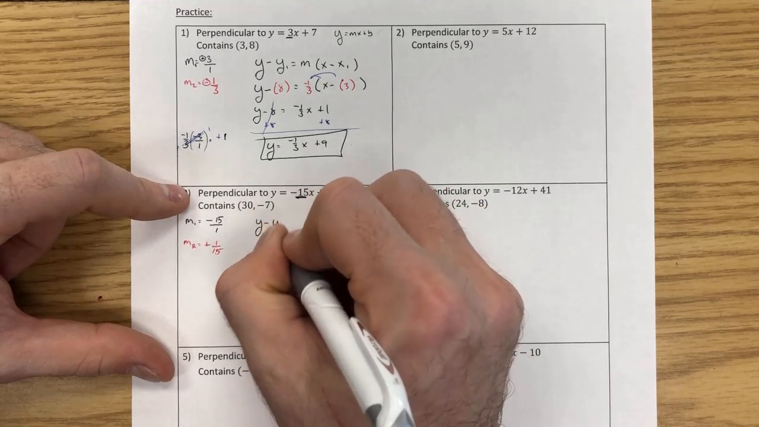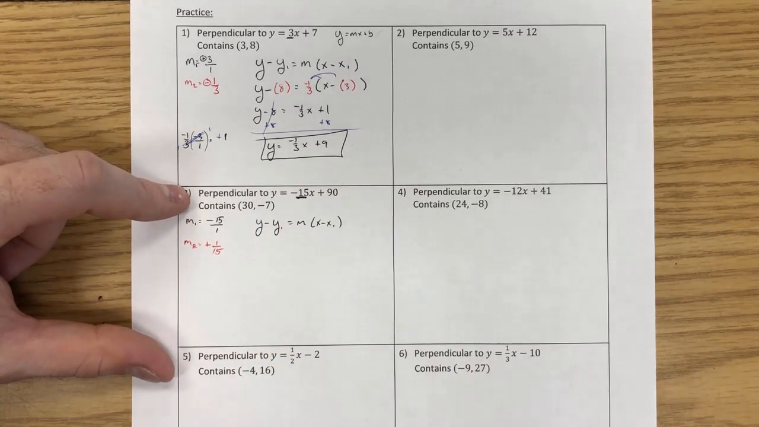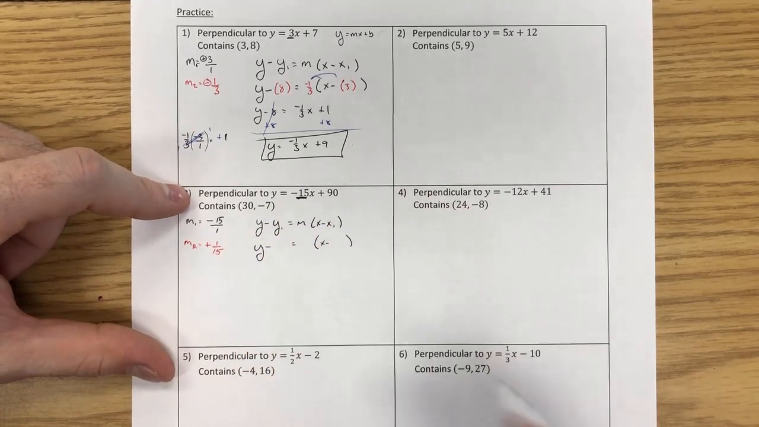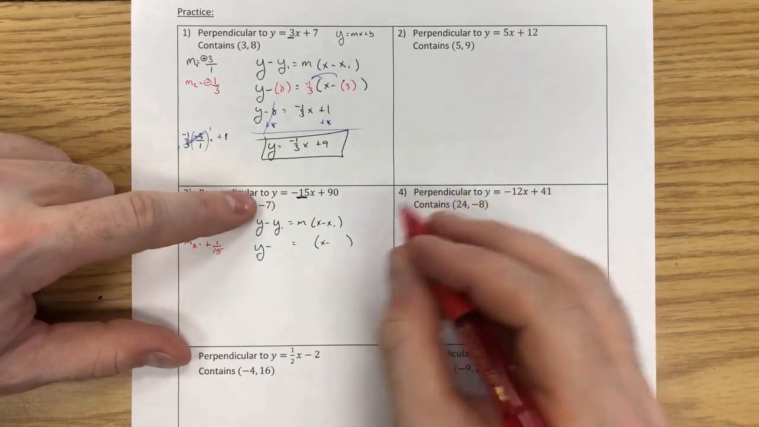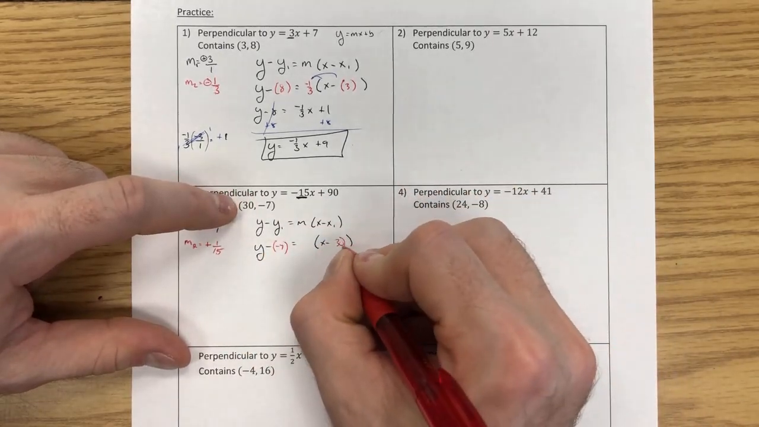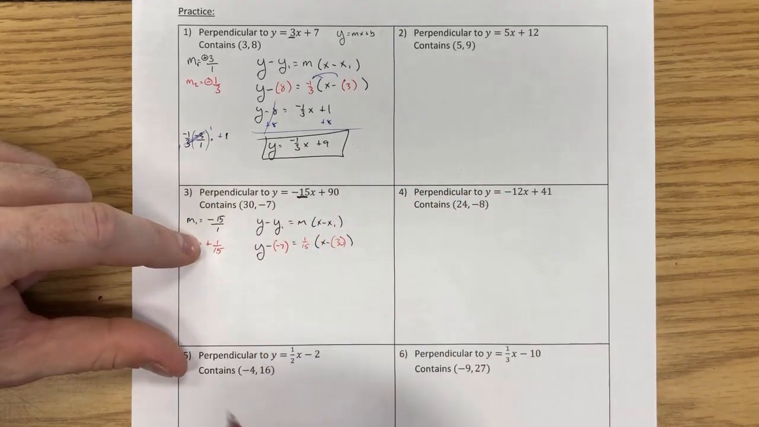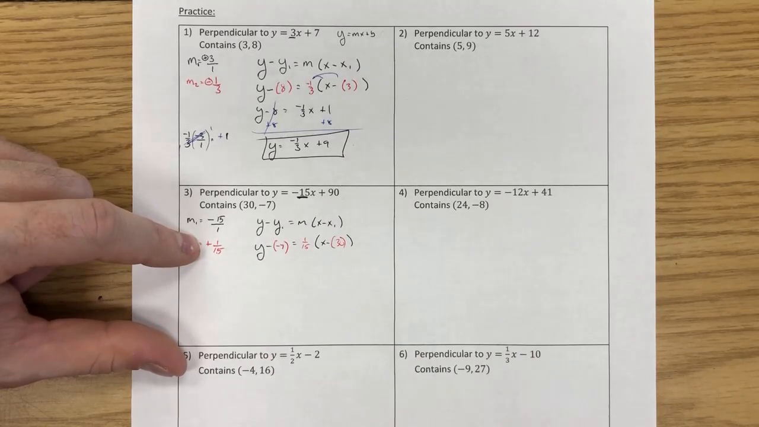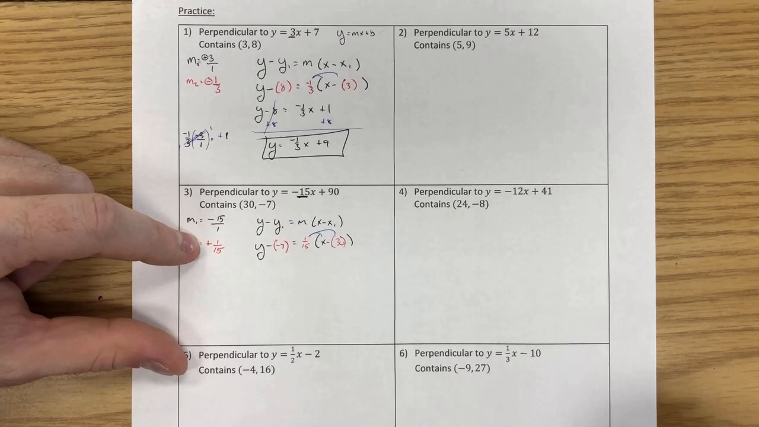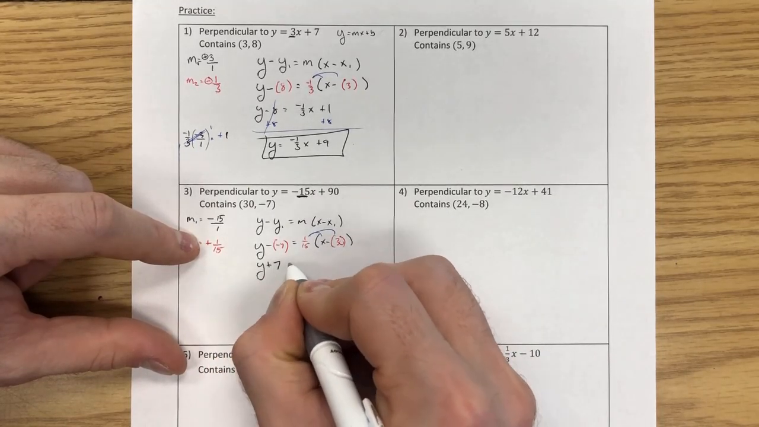I'm going to plug it into my y minus y1 equals m times x minus x1 formula. In this case, my y1 is a -7. My x1 is a 30. And my slope that I'm using is a 1/15. Now it's positive, so I don't actually need to draw the sign. I'm going to distribute this 1/15. I'm also going to notice that double negative means that y is actually plus 7.